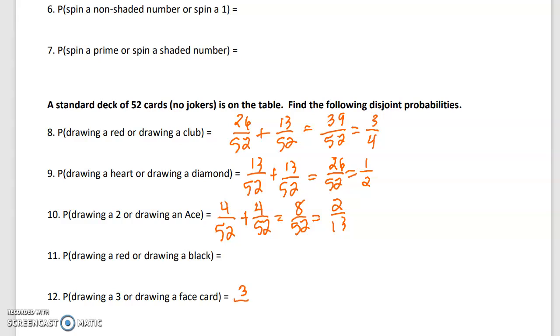So there are 4 3s, and the face cards are king, queen, and jack. So there are 12 face cards. And again, we can divide by 4, so that would be a 4/13 chance of drawing a 3 or a face card. So this is a little bit about disjoint probability, again, also considered mutually exclusive.